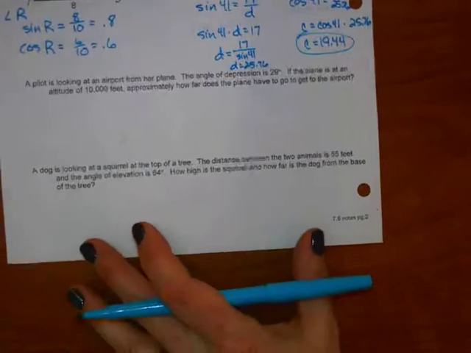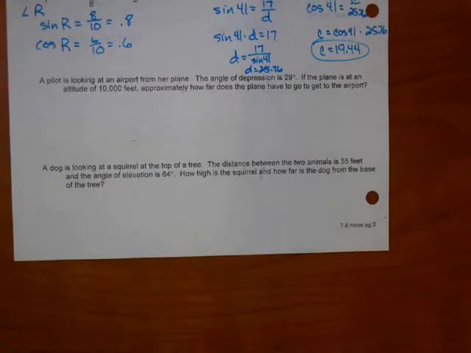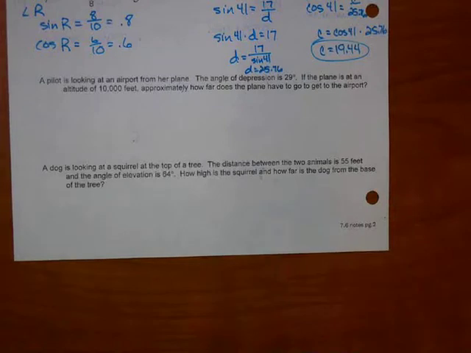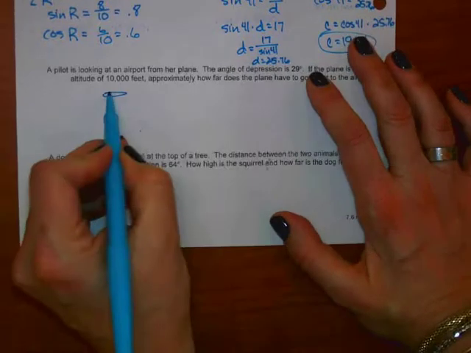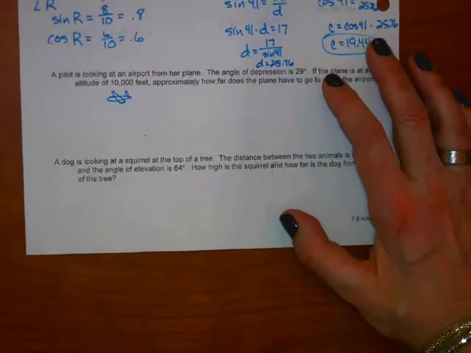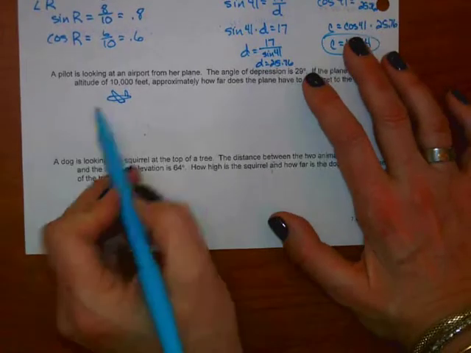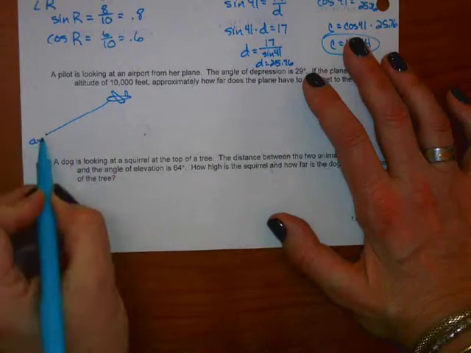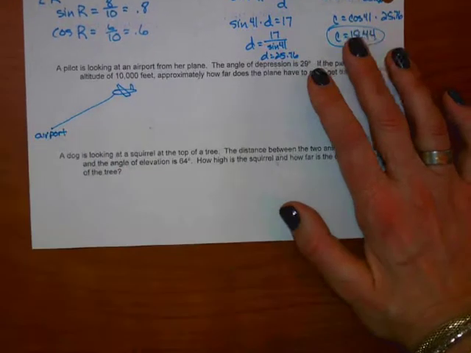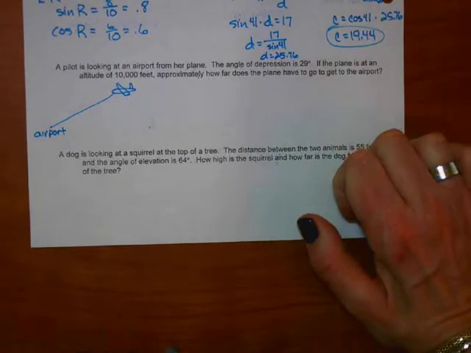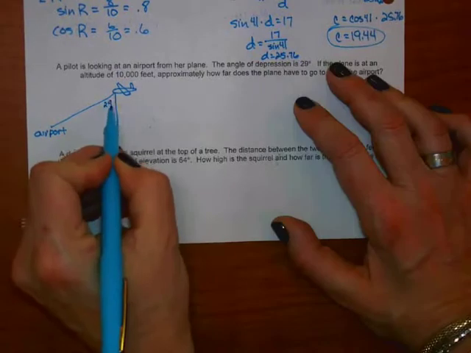A pilot is looking at an airport from her plane. Okay? Oh, I'm such an artist. I need to do this. So here we go. Not really. It's pretty ugly. Here's my plane. So here's the airport. From her plane, the angle of depression, that's right here, because she's looking down, is 29 degrees.